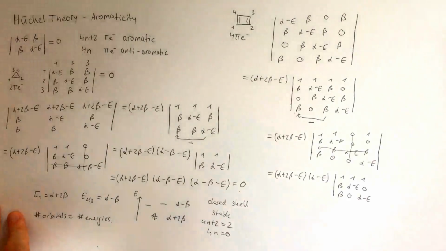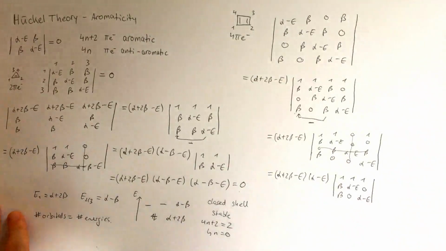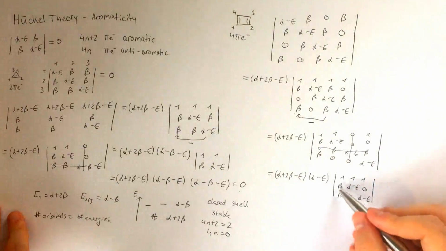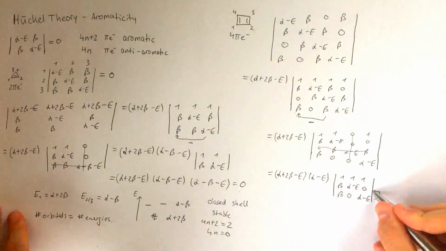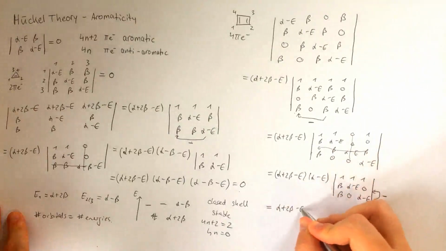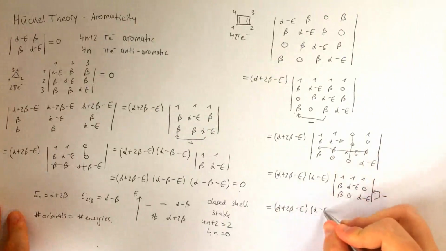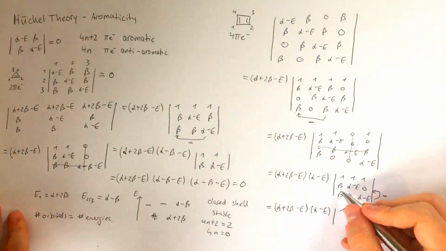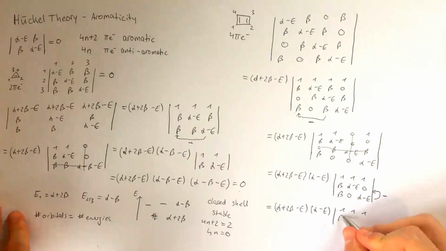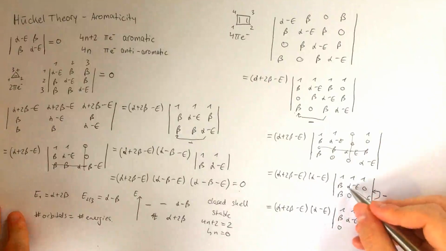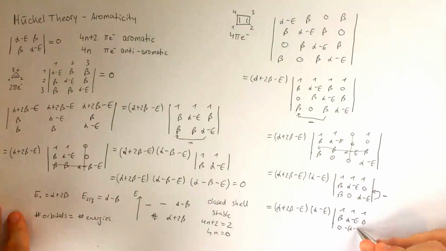Now, in the next step, what I will do is I will subtract this one from this one so that the betas cancel. So let me write that down. Alpha plus 2 beta minus E, alpha minus E, and then 1, 1, 1 stays unchanged. The second row also stays unchanged. And then beta minus beta, 0, 0 minus alpha minus E is minus alpha minus E, and alpha minus E.